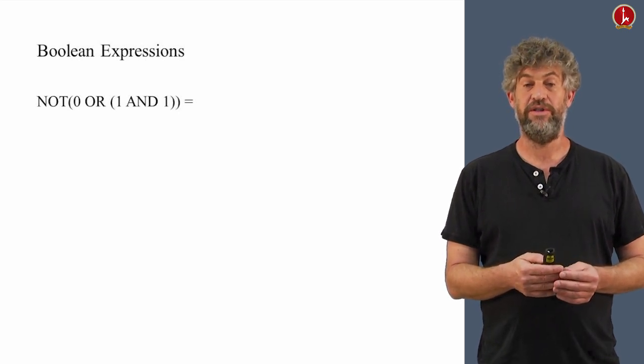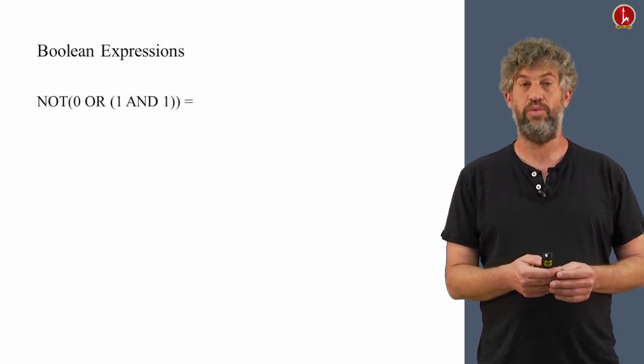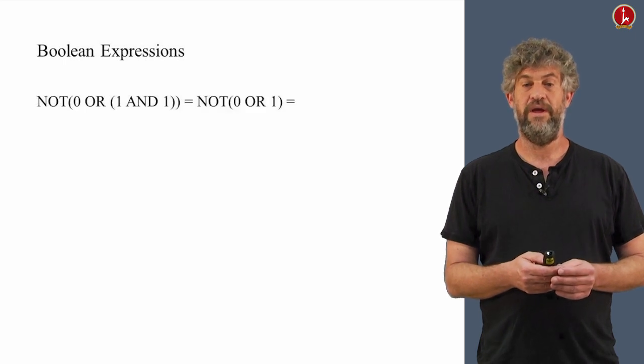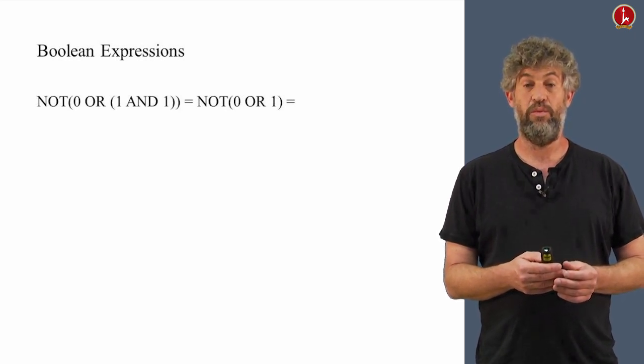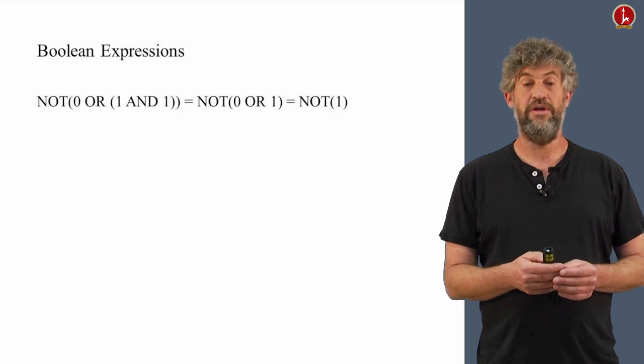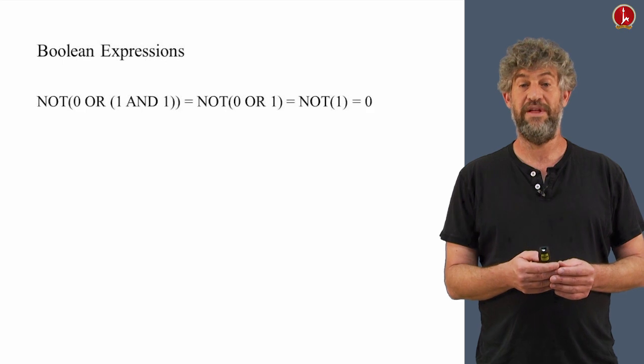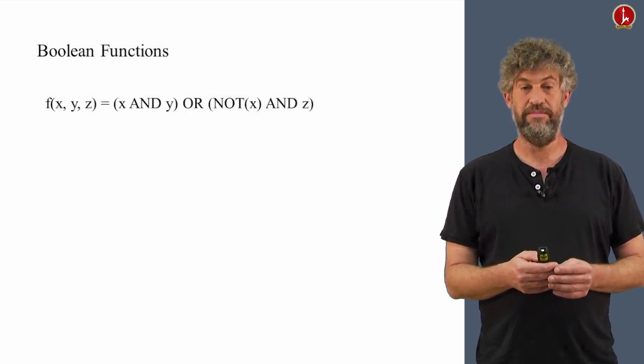So the way we evaluate is very simple. We know how to evaluate 1 and 1, which is 1. So the whole thing simplifies to not (0 or 1). We know how to evaluate 0 or 1. That's going to be 1 because it's an OR operation. So that's equal to not 1. And now we know how to evaluate not 1. That's simply 0. All very simple, and we can do that.